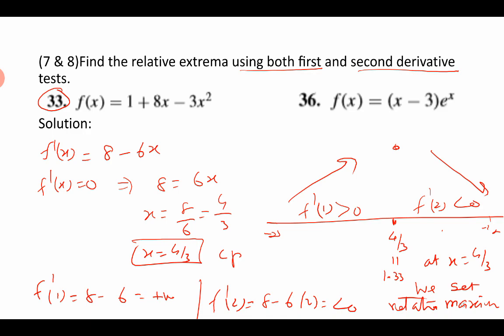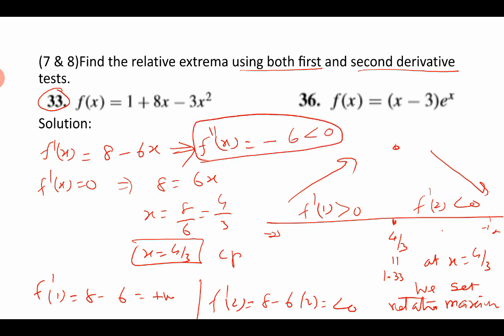Should I use the second derivative test for the same problem to check whether this is true? What is the second derivative test? If it is a relative maximum, the second derivative should be negative at the critical point. So the critical point is here. What is the second derivative? First derivative, okay. Second derivative is minus 6. Minus 6 is obviously negative.